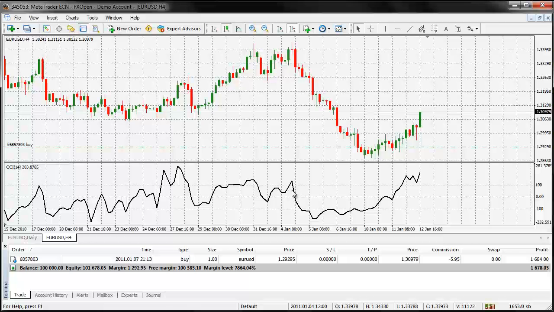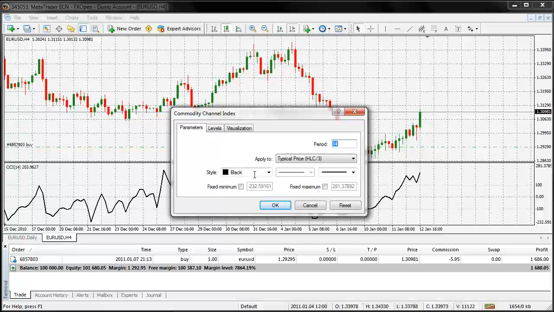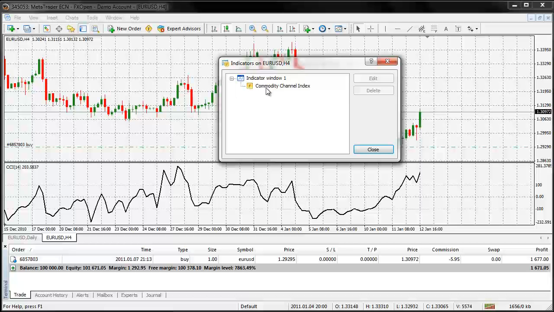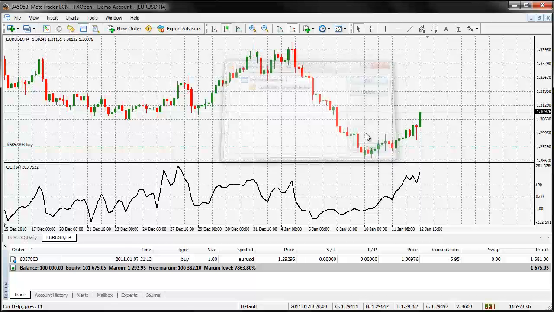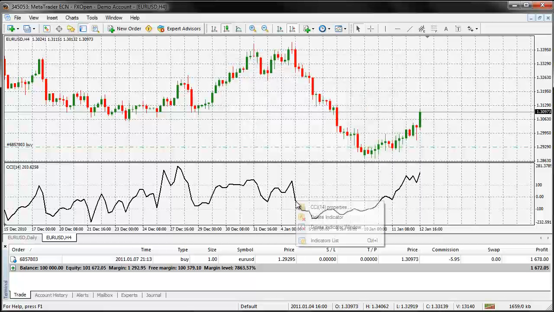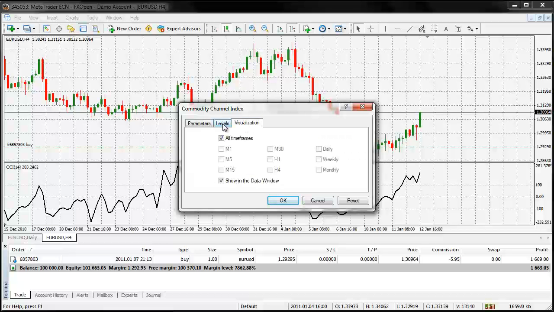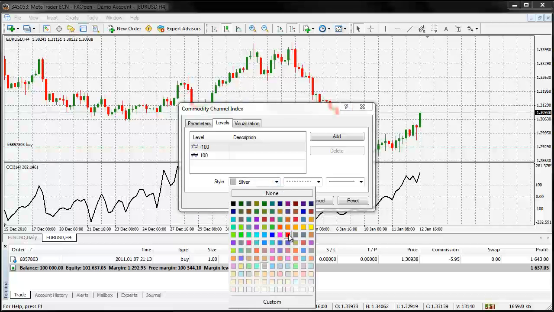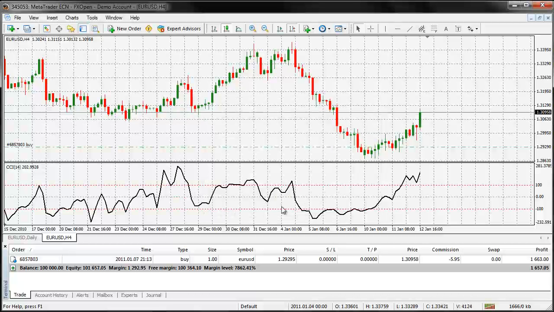So what I'm going to do is open up this area again. I've just basically double clicked on the black line to bring it up, or alternatively you can right click, choose indicators list, and then choose commodity channel index and click on edit. But I'm just going to do it the other way because it's a little bit quicker for me. Okay, so I'm going to go to the levels tab, and I want to change the color of this. I want to bring this out a little bit more. So I'm just going to choose red. Now I can see the levels a little bit more clearly.